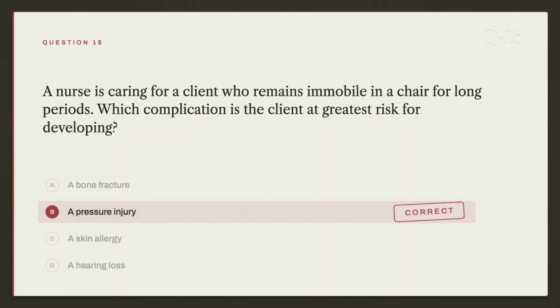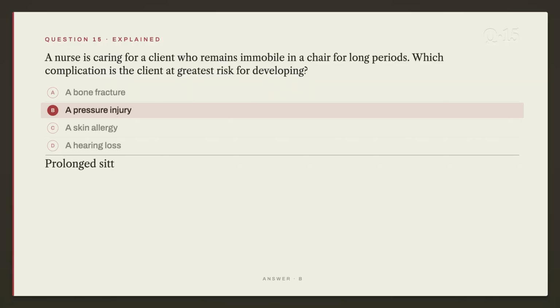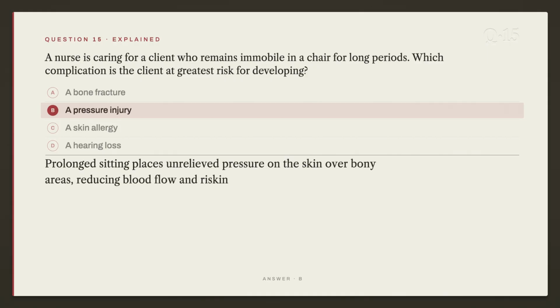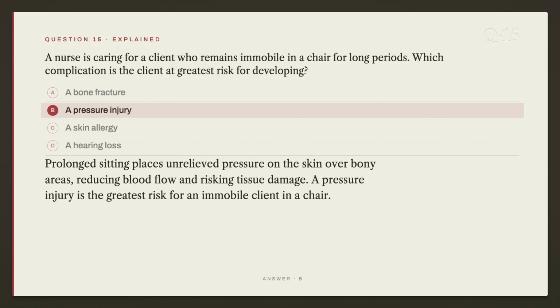The correct answer is B. A pressure injury. B is correct because prolonged sitting places unrelieved pressure on the skin over bony areas, reducing blood flow and risking tissue damage. A pressure injury is the greatest risk for an immobile client in a chair.